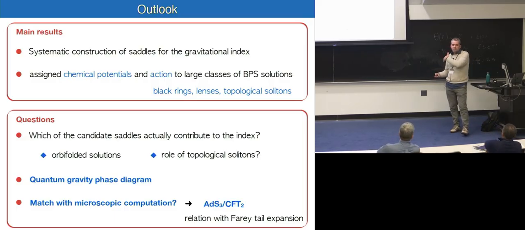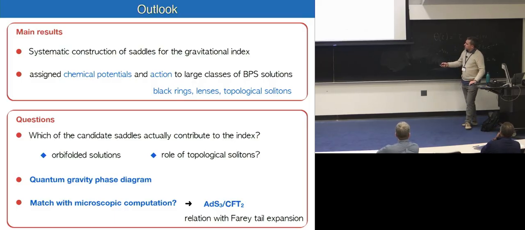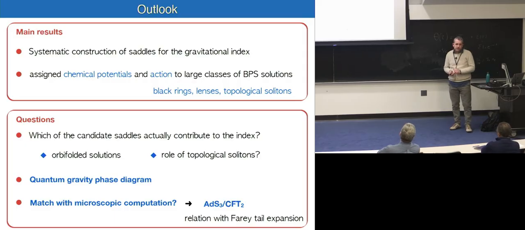And one can map the chemical potentials in this asymptotically flat setup to the chemical potentials that are normally defined in this AdS3 story, and then study the solutions in this context. So there is a map between the two. This is our current work in progress, but part of it has been already unraveled in recent papers. And one can put these saddles in relation with the Farey tail expansion, for instance, and see from this point of view which are the saddles that contribute.